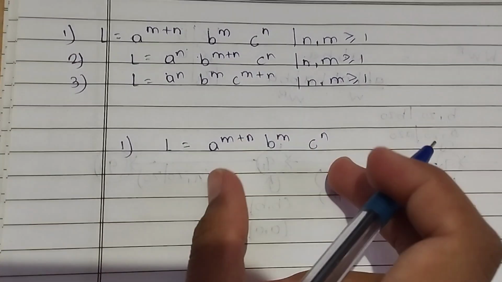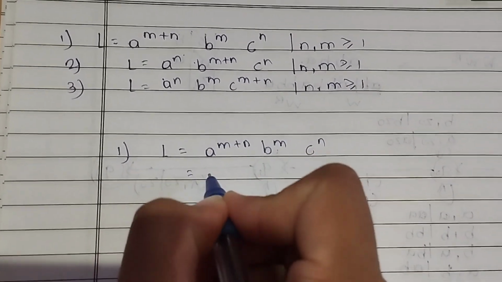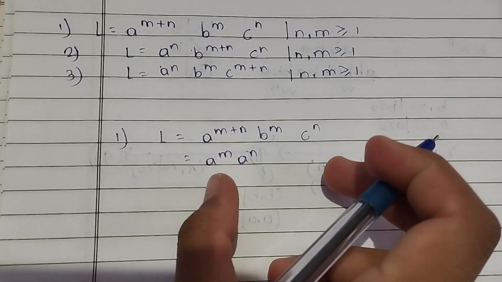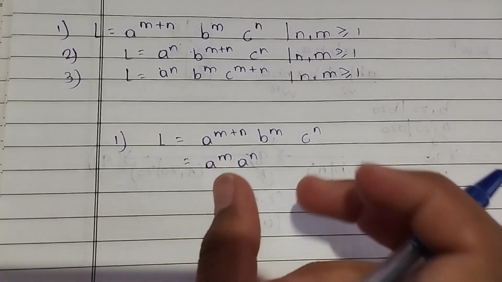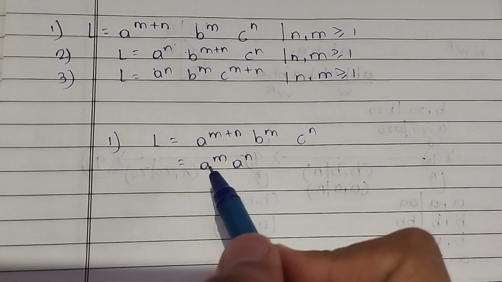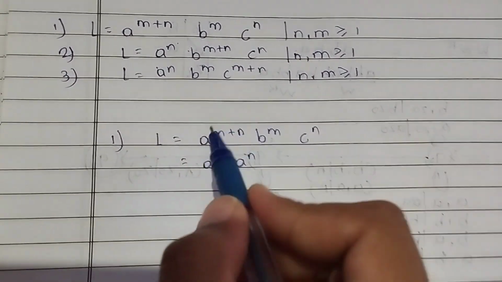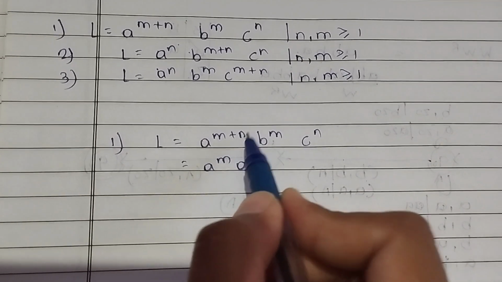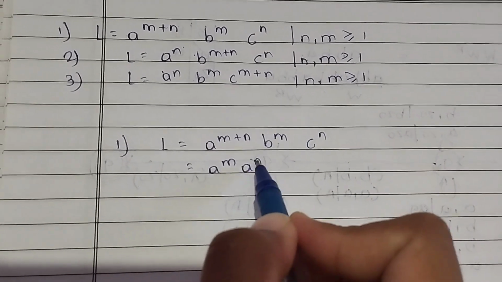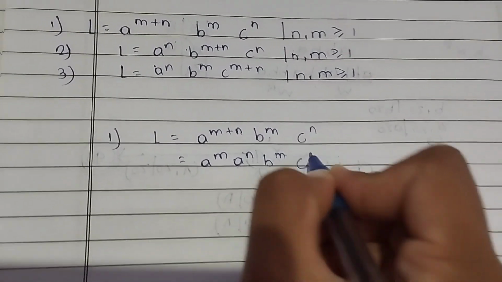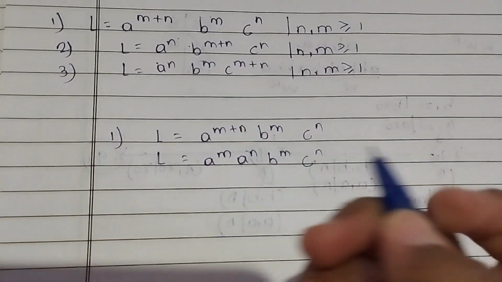So this equation is nothing but a raised to m, a raised to n. I hope you all know the rules of indices: if the base is the same, then we add the index. So a raised to m plus n is nothing but a raised to m, a raised to n. Then b raised to m, c raised to n.